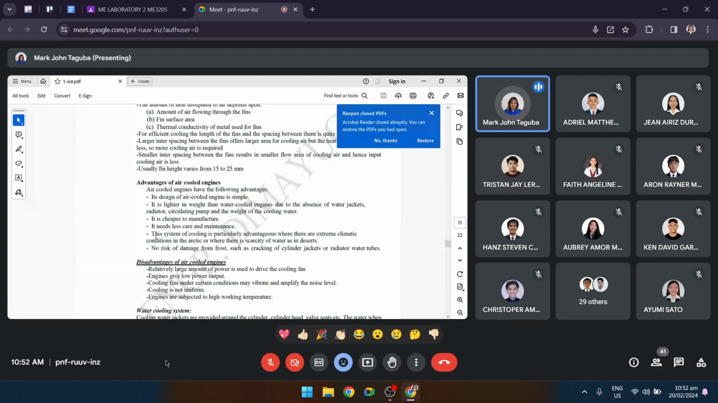And then the system of cooling is particularly advantageous where there are extreme climatic conditions in the Arctic or where there is scarcity of water as in deserts. And then no risk of damage from frost such as cracking of cylinder jackets or radiator water tubes.